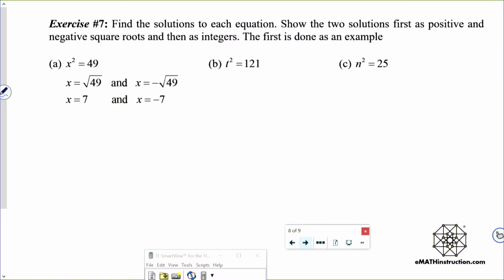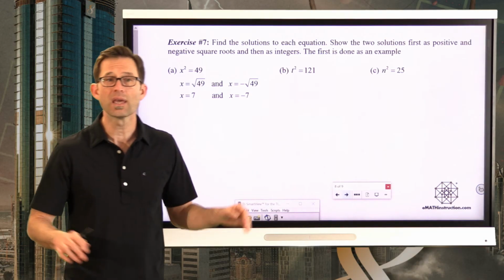Find the solutions to each equation. Show the two solutions first as positive and negative square roots, and then as integers. The first is done as an example. All right, so let's take a look at that example.